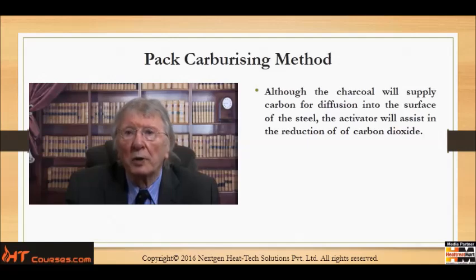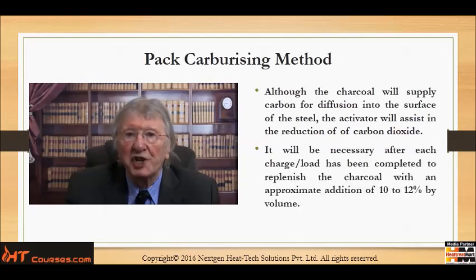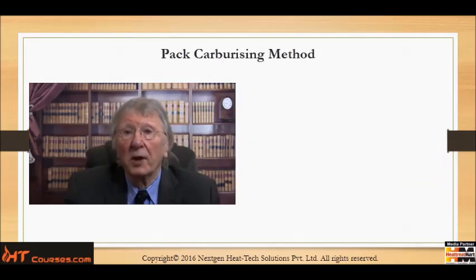Although the charcoal will supply carbon for the diffusion into the surface of the steel, the activator will assist in the reduction of carbon monoxide. It will be necessary after each charge or load has been completed to replenish the charcoal with an approximate addition of about 10 to 12% of new charcoal and activator.